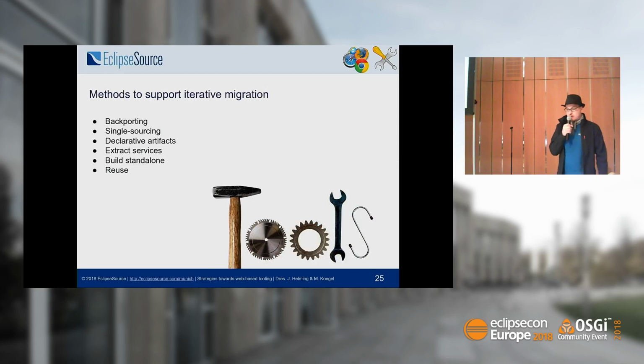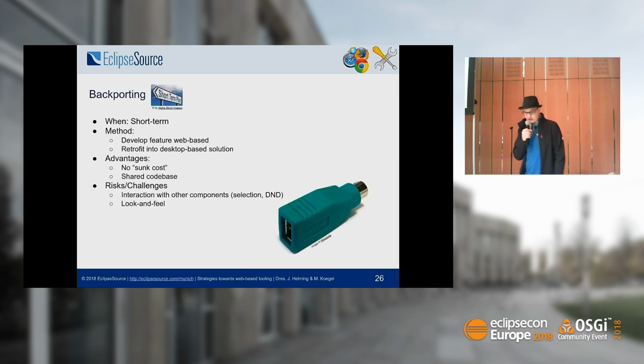Now to the methods to actually support iterative migration. I will just quickly step through this set of methods that we found useful. It's surely not a complete set, but it's some methods that we use along the way. One of the things that you can do quite short term, if you develop a new feature and you discover that this feature maybe is even easier to do based on web technology.